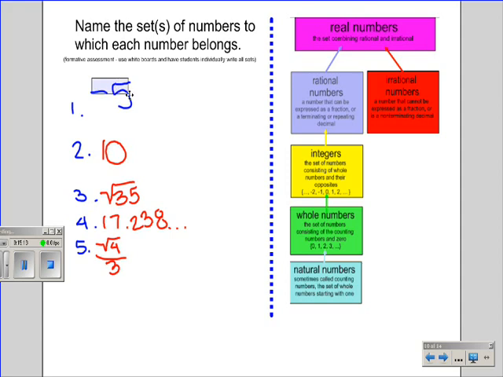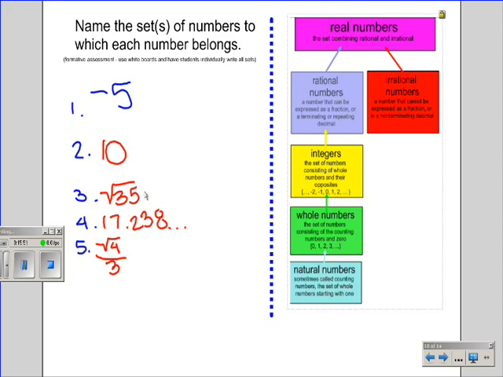Alright, so if we're looking at -5, and I want to most define it, I would say that -5 is an integer, it is rational, and it is real. Integer, rational, real for number 1. Number 2, the number 10 starts at the natural numbers, so I would say that it is natural, whole, an integer, rational, and real. I just follow those arrows right up. Find where it starts and just follow them up.